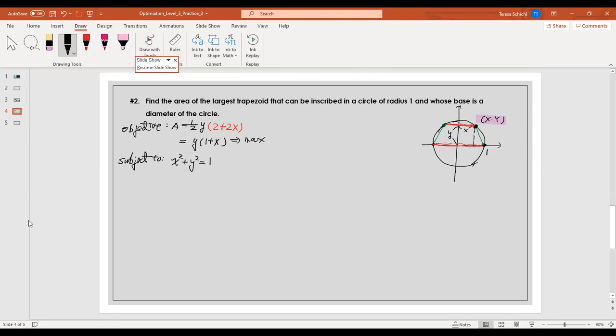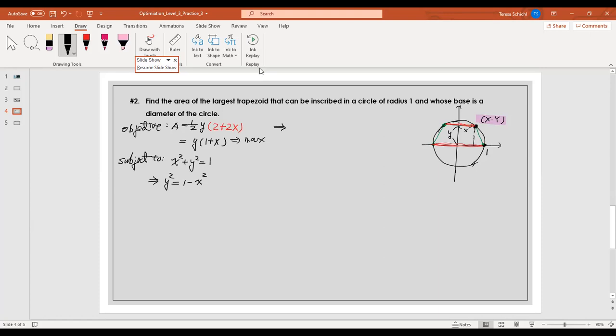Now if I want to find the function of y, I can say y squared is equal to 1 minus x squared here. Okay, so you can take the square roots and then plug that in. Well, or I'm going to show you another easy way to do it.